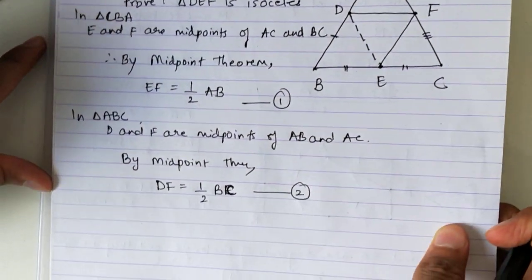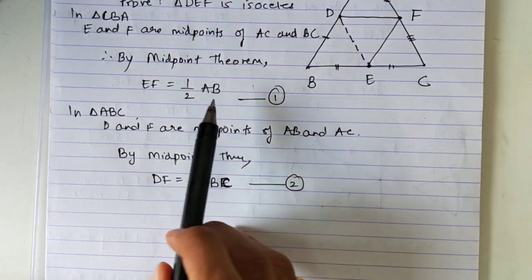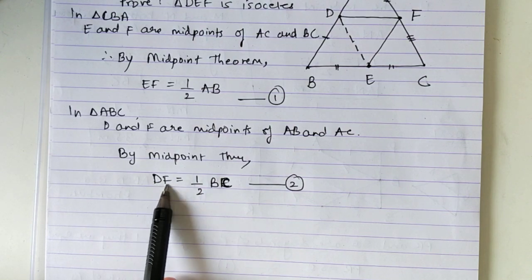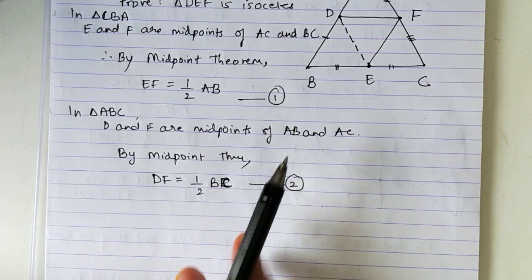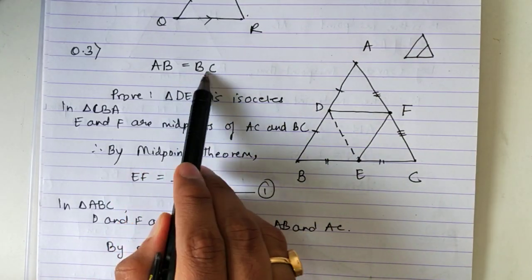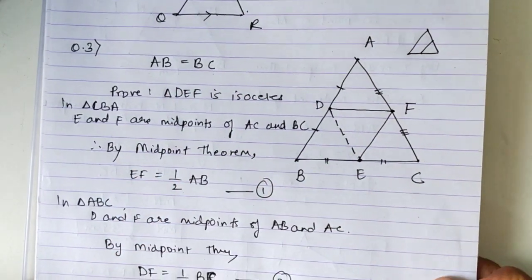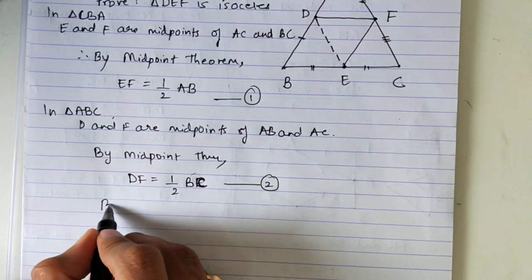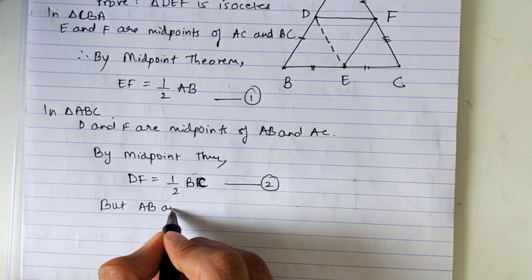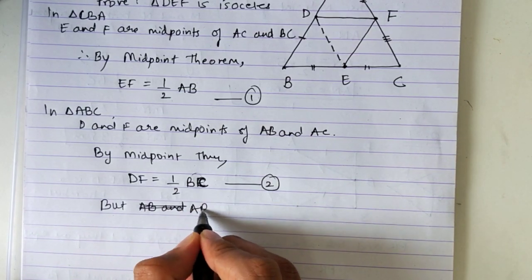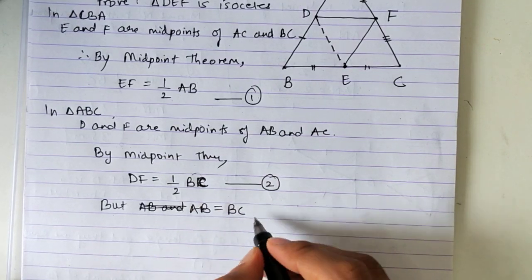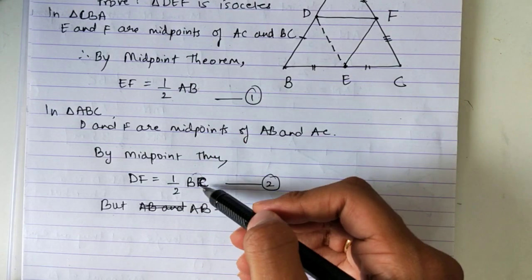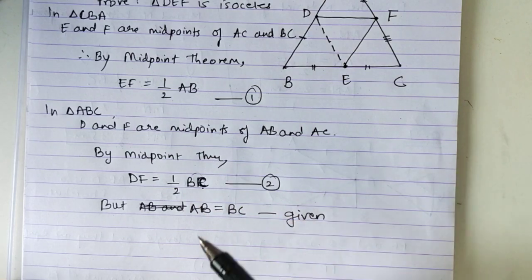Now the important part comes. In the first equation you said that EF is half of AB. In the second equation you say DF is half of BC. But in the beginning we are told that AB and BC are equal. Correct? But AB is equal to BC. This was given in the question. If AB and BC are equal, that means EF and DF will also be equal.